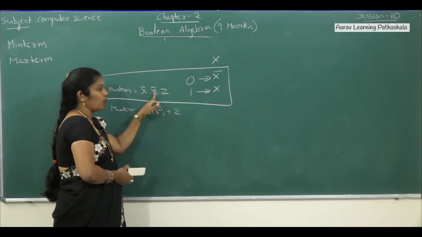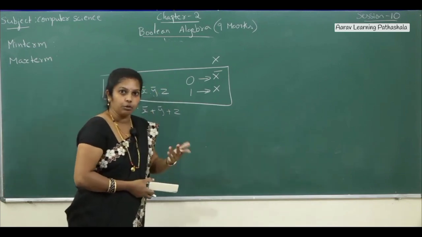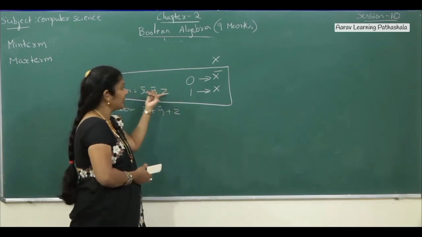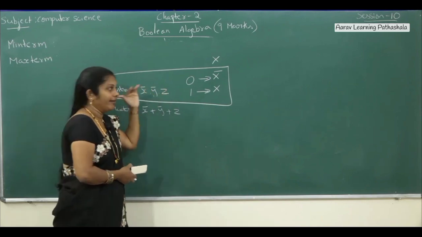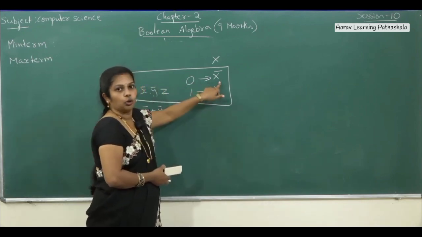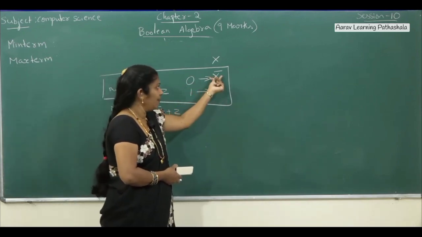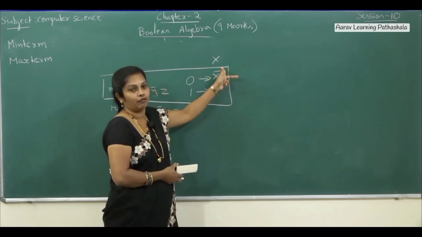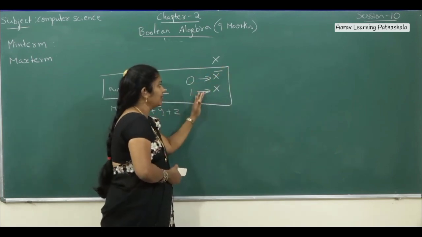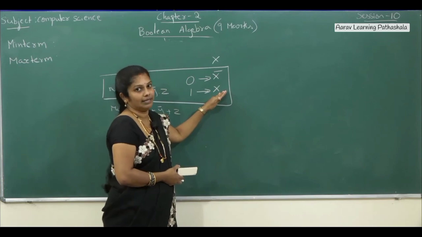Now here we have taken x bar, y bar. It may be a complement or it may be without complement. Here it represents 0 as x bar. Whatever the variable, it will be represented in bar format. If it is 1, then it does not have any complement here.